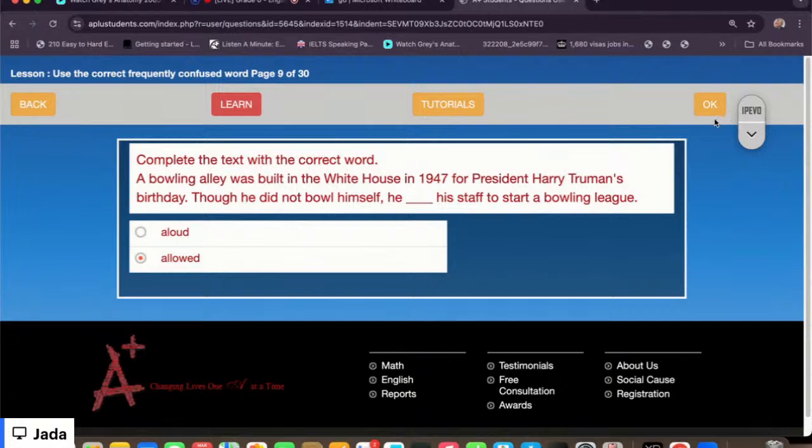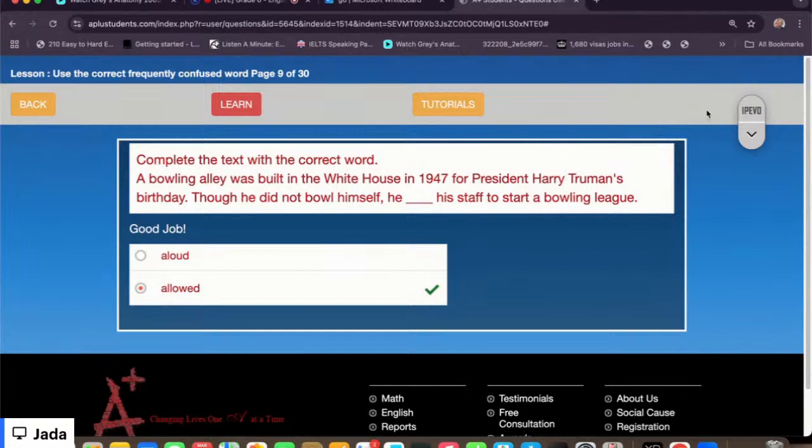All right, so we have allowed, the second one, not the first one. Okay.